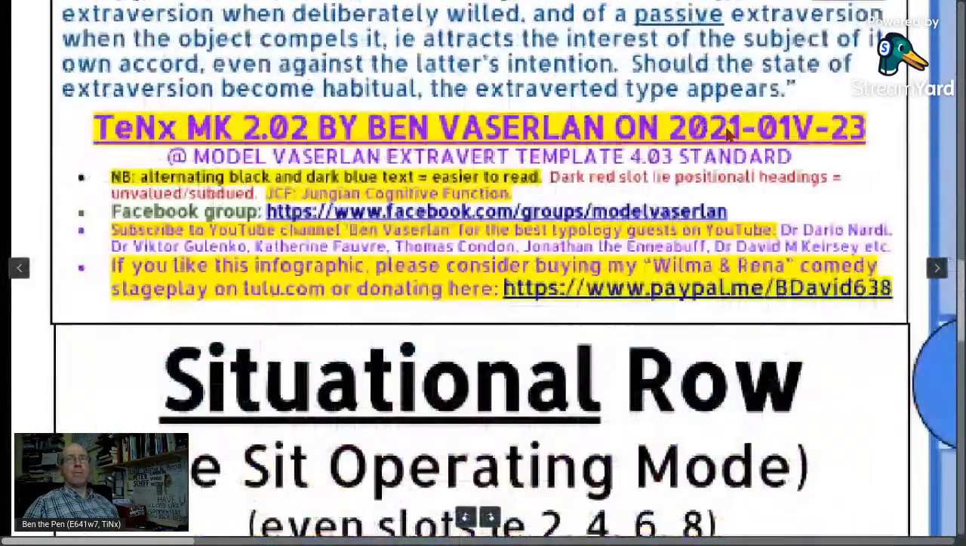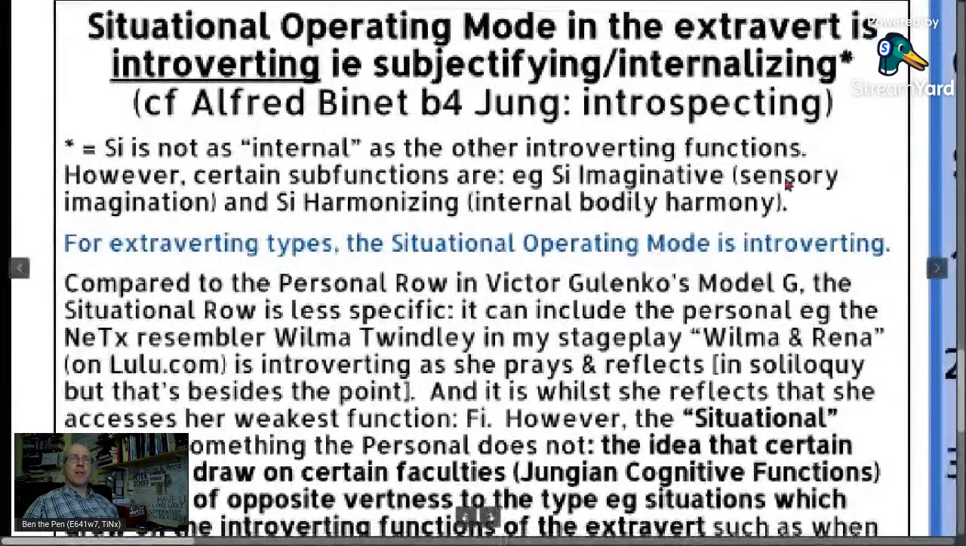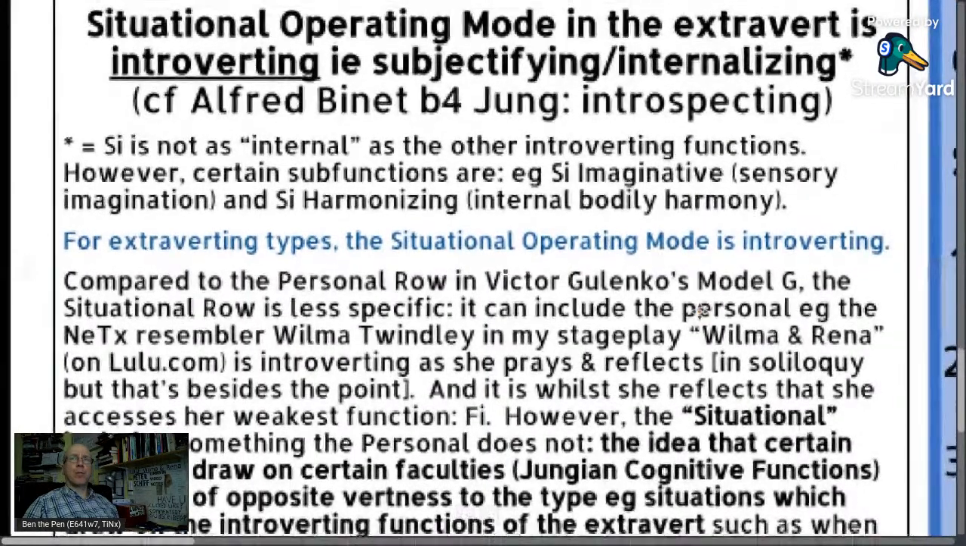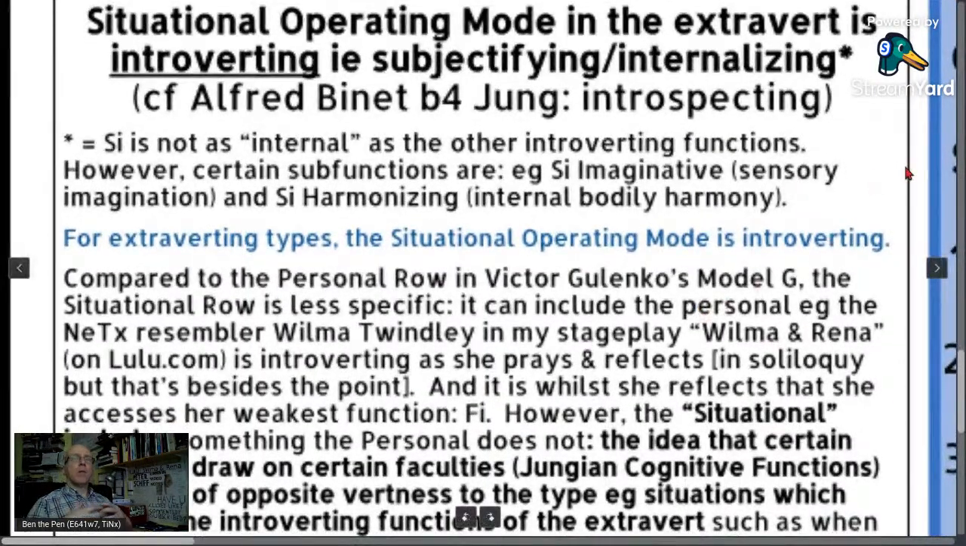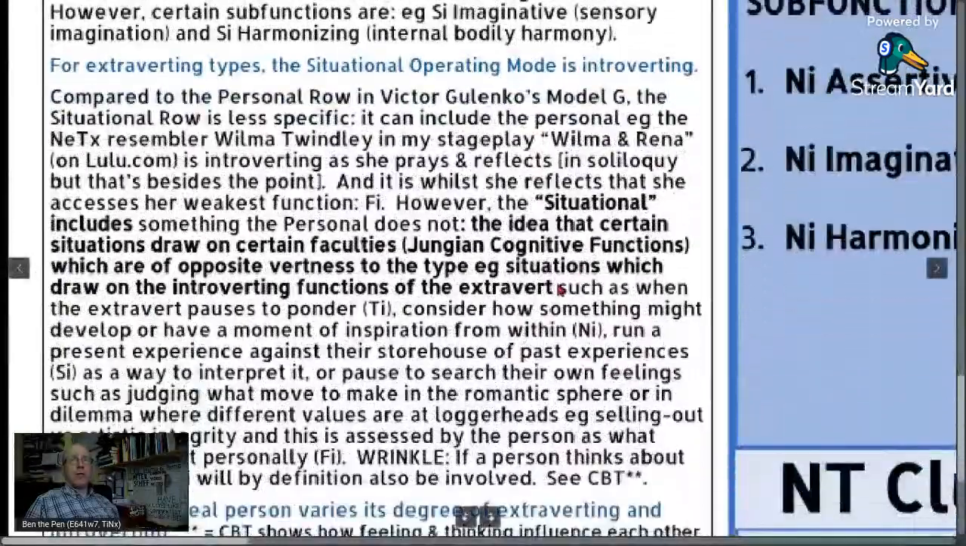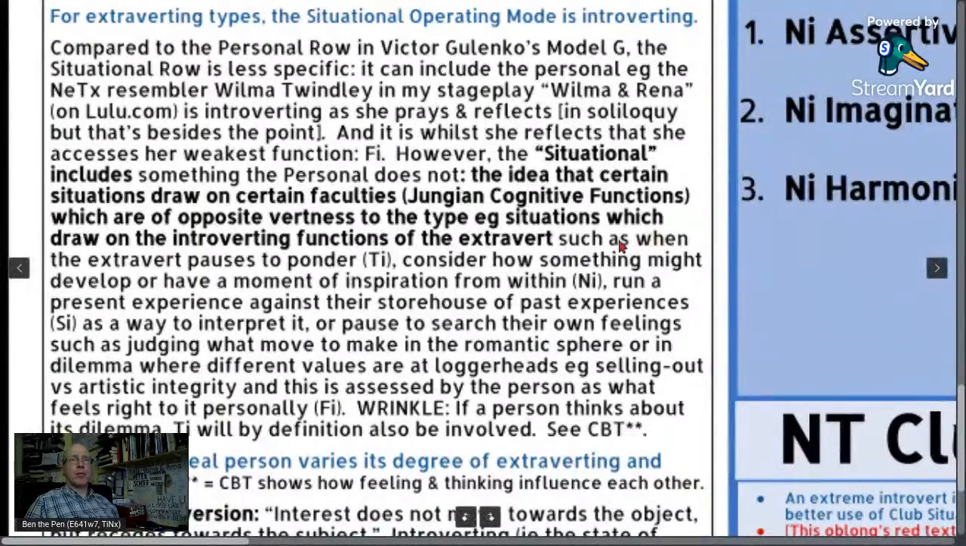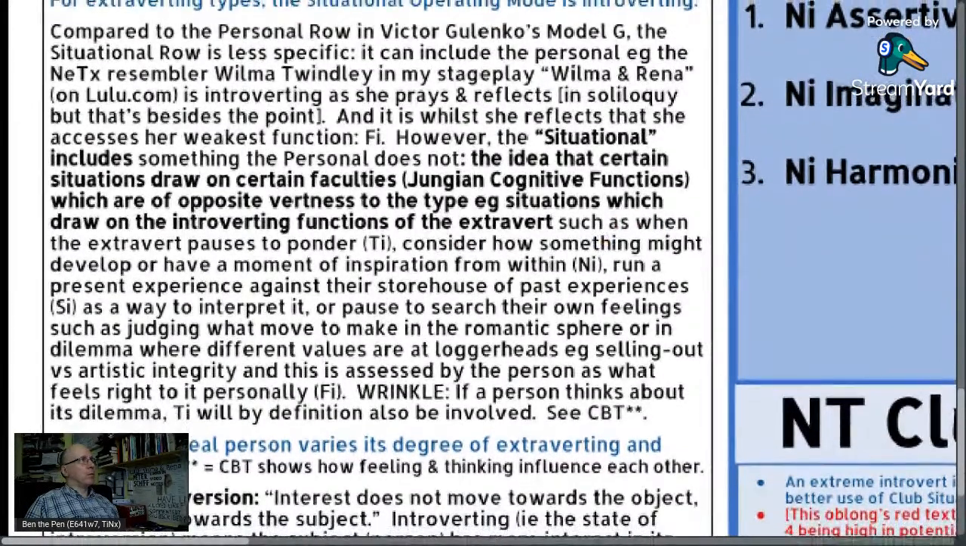Now here, the situational introverter. When does the ENTJ become subjective? Self-reflective. So I'm going to go through this. Yeah, situational.